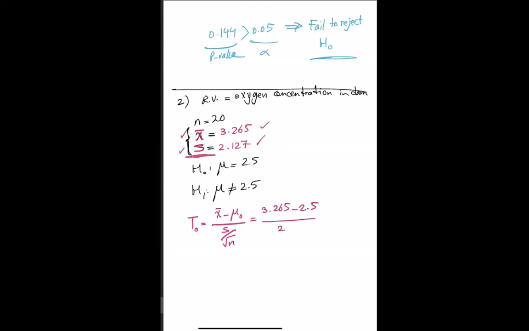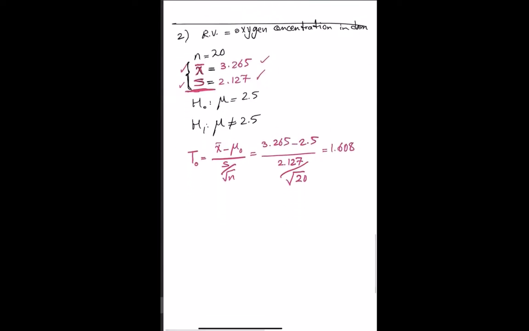S, 2.12, over square root of N, which is 20 here. And the value is 1.608. Okay, so this is my test statistic. Now, I want to make a conclusion about this test. So I have to compare the test statistic with T of alpha over 2, n minus 1, or the negative of T of alpha over 2, n minus 1. I have to compare the test statistic to one of these.